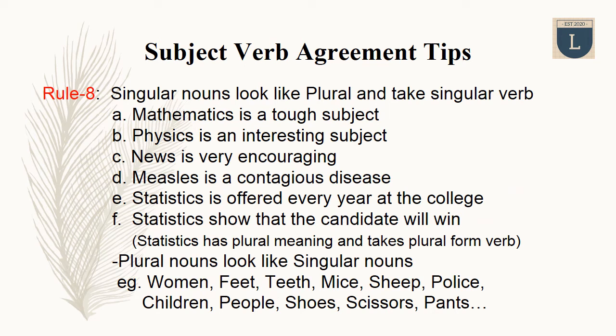Subject-verb agreement rule number 8: singular nouns that look like plural take a singular verb. Example: mathematics is a tough subject. Physics is an interesting subject. News is very encouraging today. Measles is a contagious disease. Statistics is offered every year at college. Statistics show that the candidate will win.